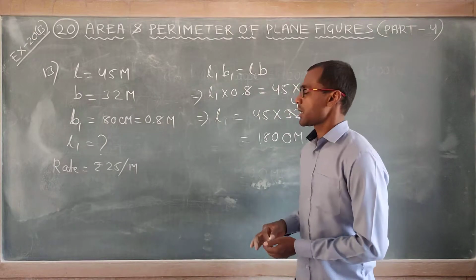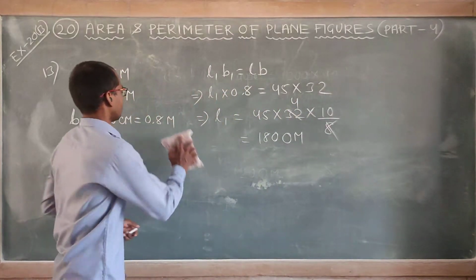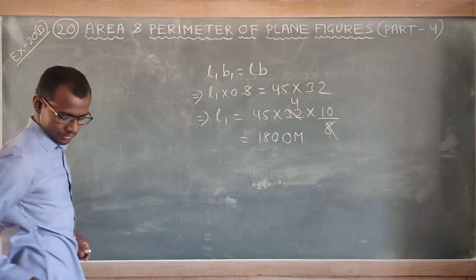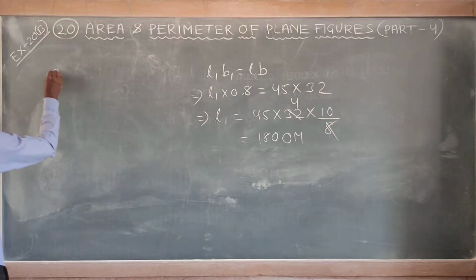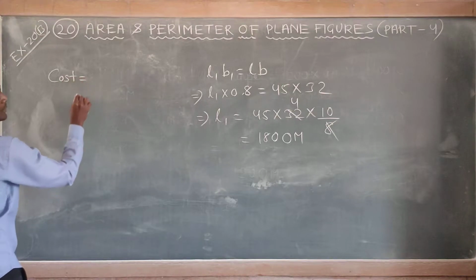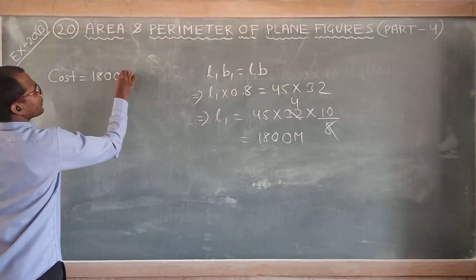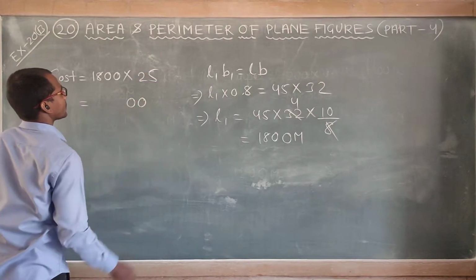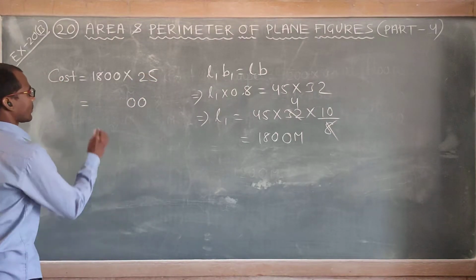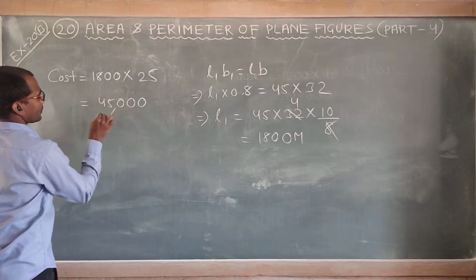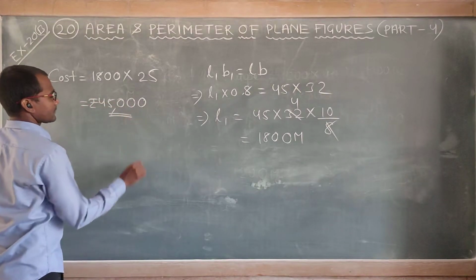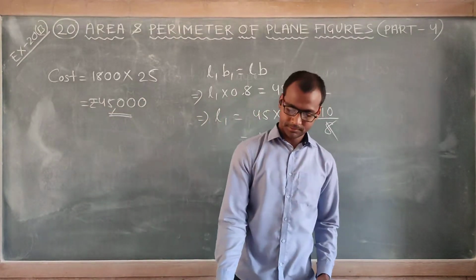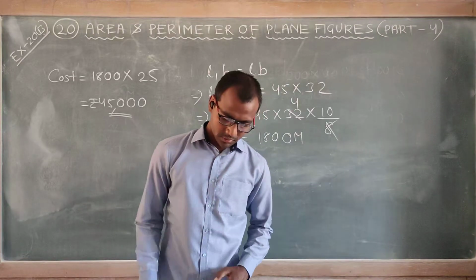Okay, so we got the length, then we will find the cost. Rupees 25 per meter. Okay, so cost is equal to 1800 into 25, which is 18 into 25 means 450, rupees 45,000. So this carpet is cheaper than the previous one. Okay, so this is question number 13.